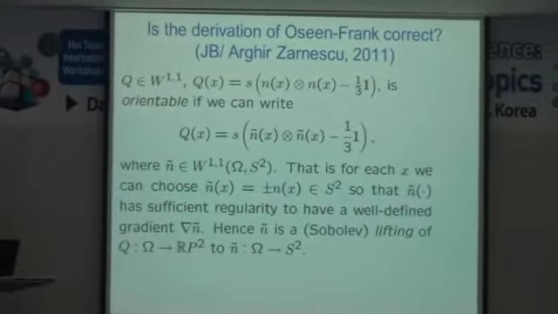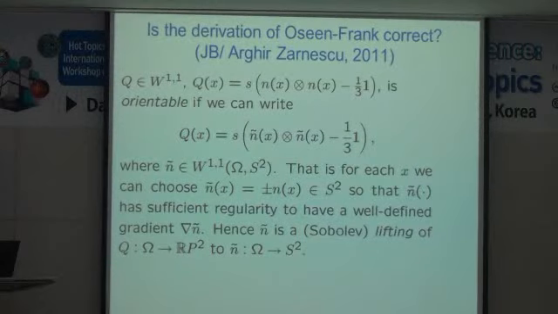Okay. So here in some sense, this is a lifting. Q is a map from omega to RP2, and we're wanting to lift it to a map from omega to S2. So that's in jargon, but it's a lifting in a Sobolev space. That's the tricky thing.